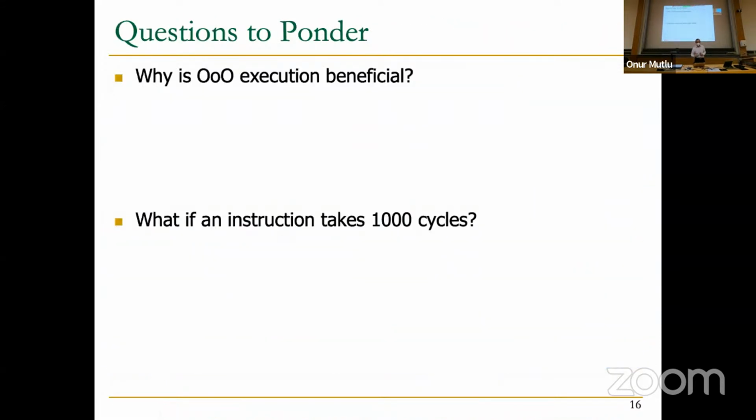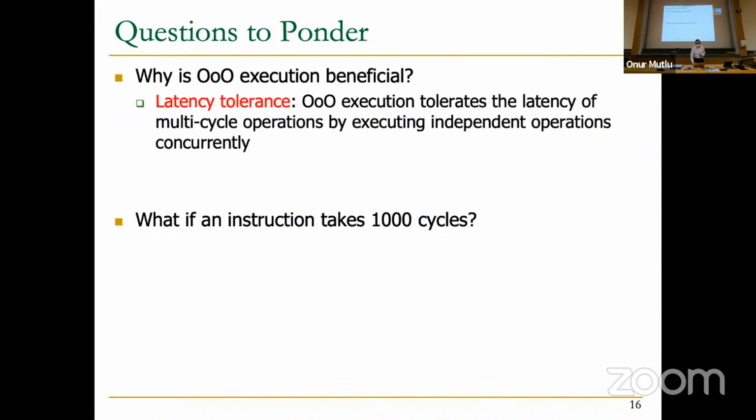Okay, so some more questions that I will go through relatively quickly. I think we covered this actually, but out-of-order execution is beneficial because of latency tolerance. It tolerates the latency of multi-cycle operations by executing independent operations concurrently. So if all operations take a single cycle, this actually doesn't provide much benefit to you. Think about this: if all operations take a single cycle, they basically finish right away. And in out-of-order execution, you don't have time to really schedule anything, right?